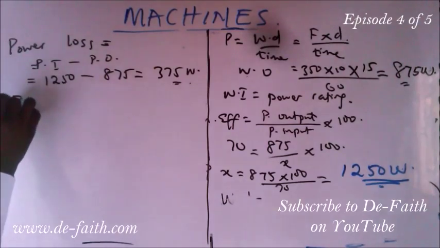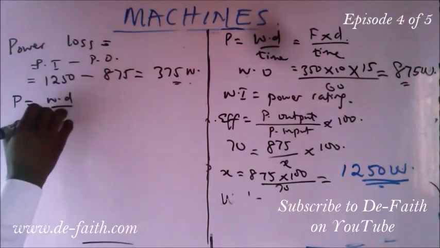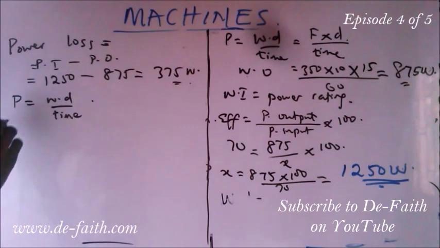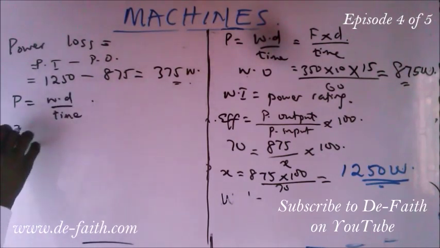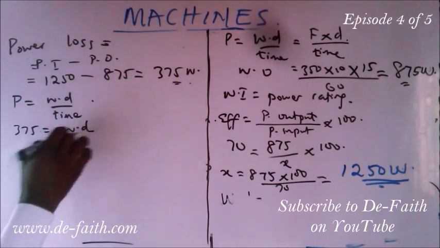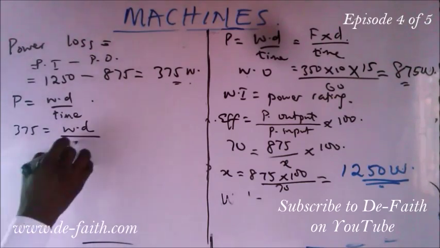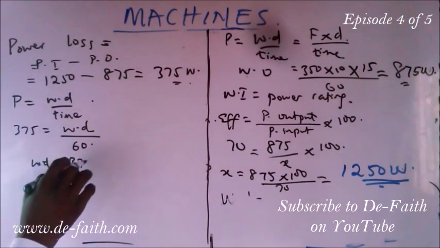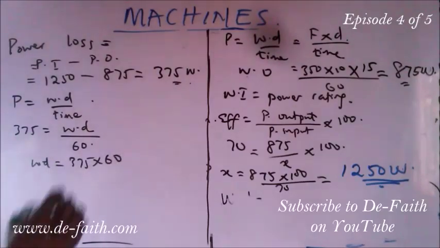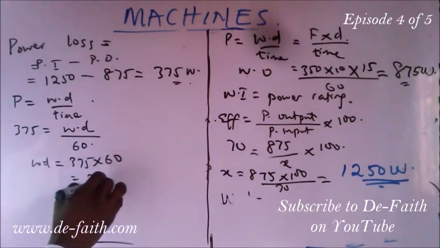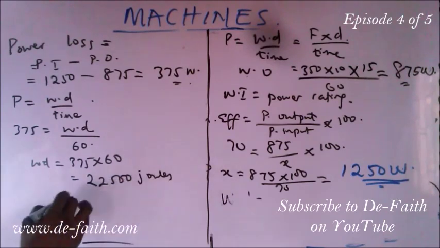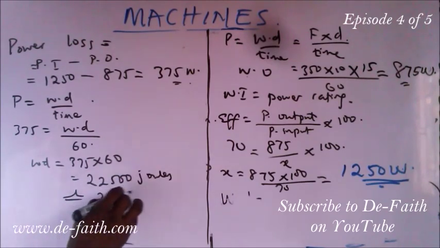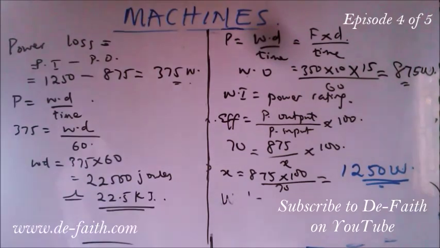And we know that power equal to work done over what? Over time. So the power we are having here is 375 over the work done, which we are looking for, over time, which is given in 60 seconds. So work done will be 375 multiplied by 60, and that will give us 22,500 joules, which is equivalent to 22.5 kilojoules. That is the energy lost by the pump.